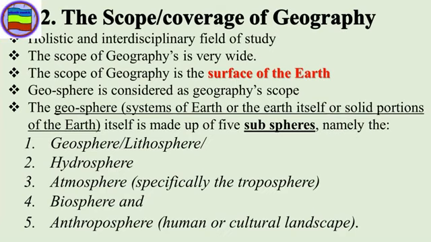We also analyze topics such as population distribution, migration, urban planning, land use systems, resource utilization, and the social, economic, and cultural aspects of human society. Therefore, geographers also study the impact of human activity on the natural environment, including pollution, resource depletion, and sustainability. So these are the 5 major scopes or coverage of geography.